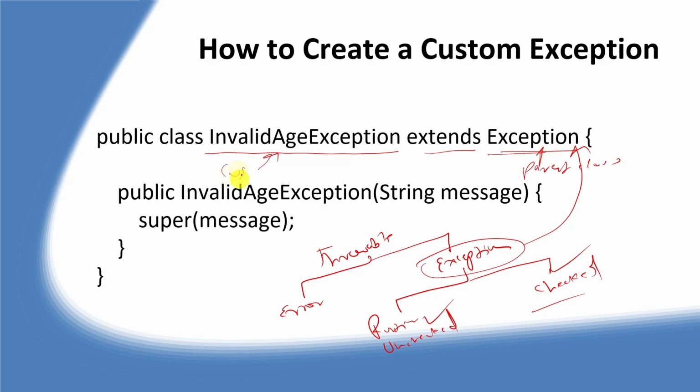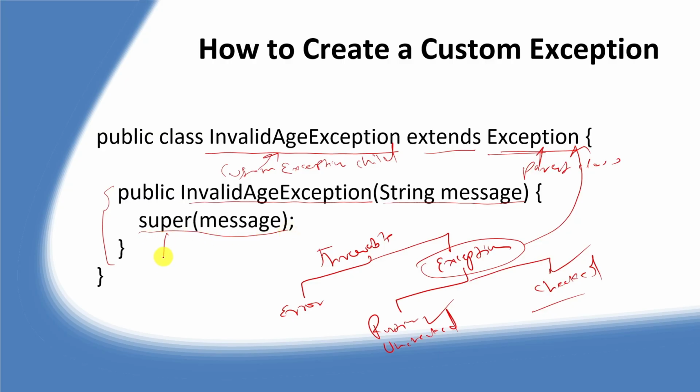This is the custom exception class. The custom exception class is the child class which is inheriting from the parent class, that is Exception. And we will provide the constructor, with the same name as the class name. I hope you remember the rules of constructor. The constructor name will be the same as the class name, and this is a parameterized constructor since we are passing the parameter String message, and we are using the keyword super.